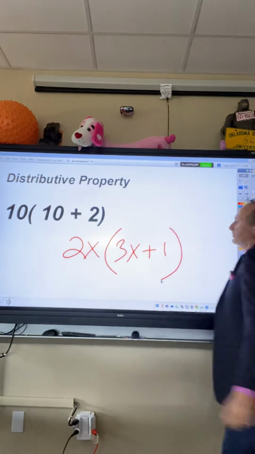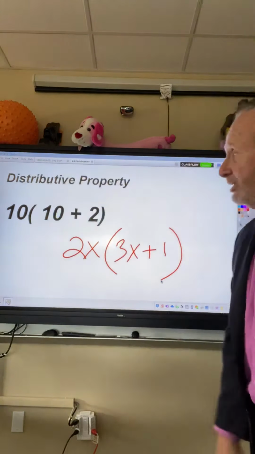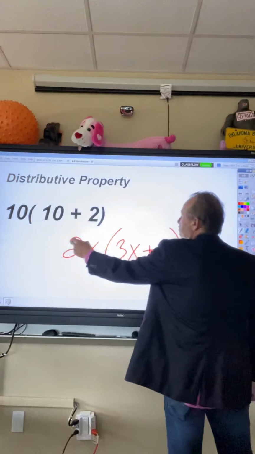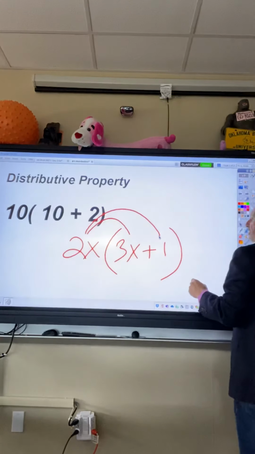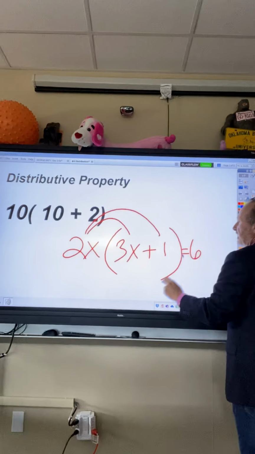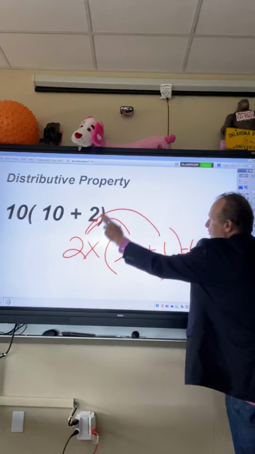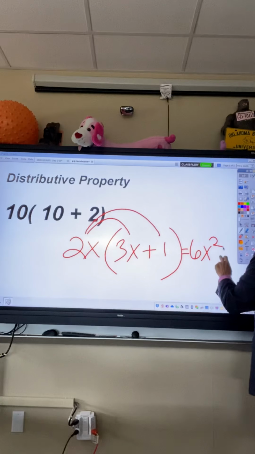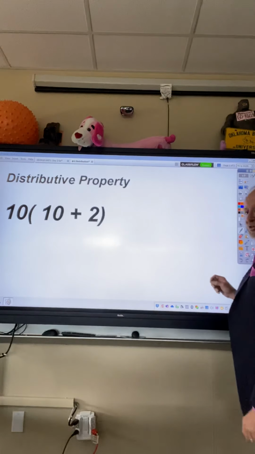All right, moving along, let's say I have 2x times (3x plus 1). So, once again, do I have parentheses? Double D rainbow. I'm going to do the double distributive property here and here. 2x times 3x. Well, 2 times 3 is 6, and x times x is x squared. And 2x times 1 is plus 2x. And your answer is 6x squared plus 2x. Got that? Cool. Moving along.